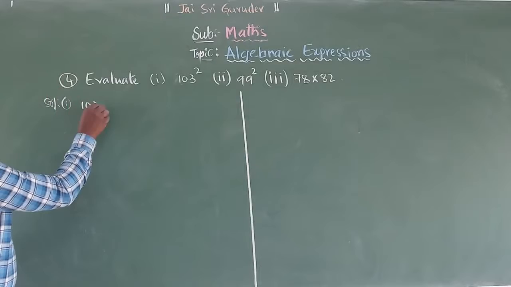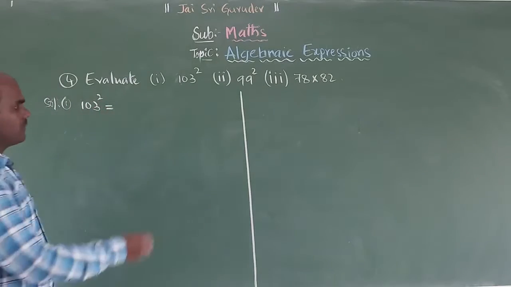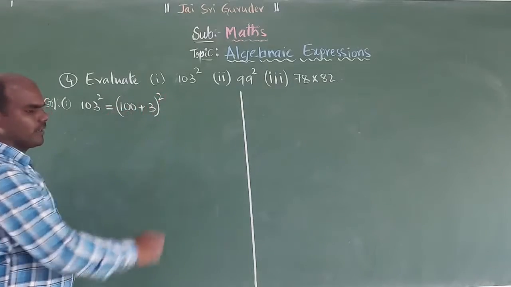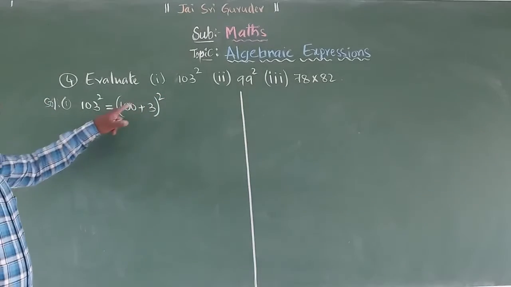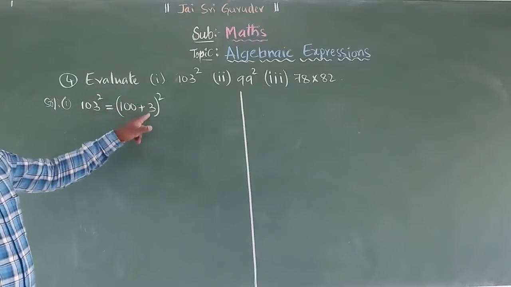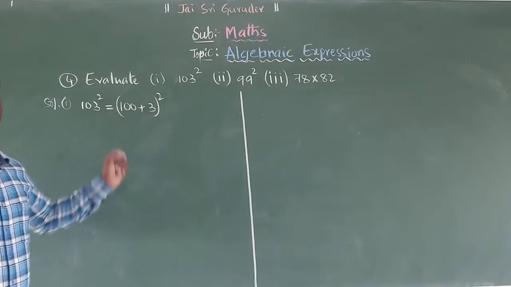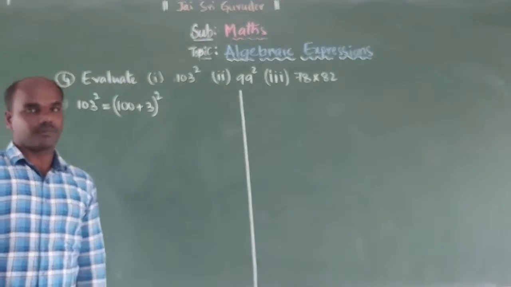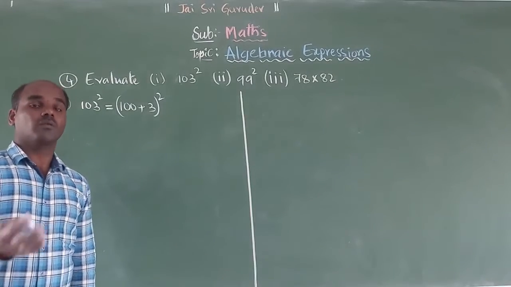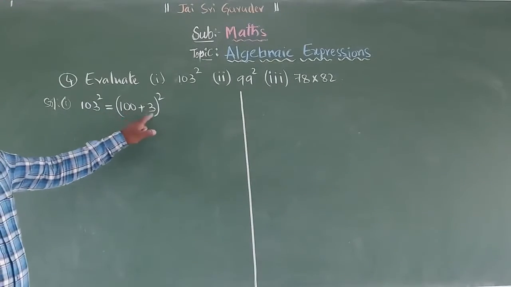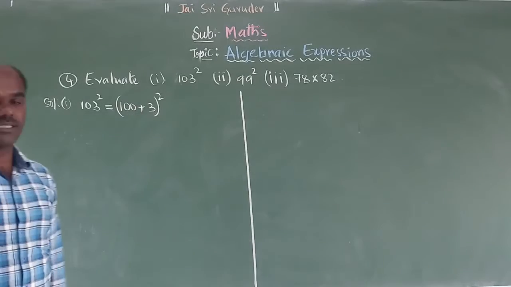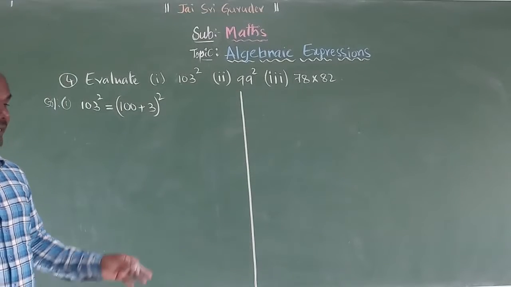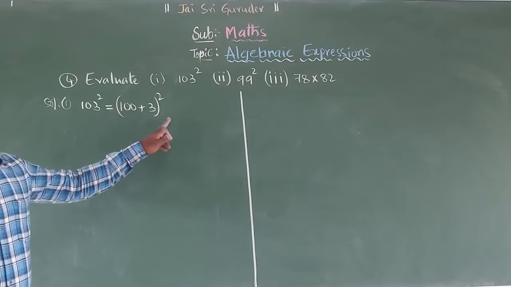103 square, I will write it as (100 plus 3) whole square. 100 plus 3 will become 103 only, no? Why do you want to write 100 plus 3 only? You could also write 101 plus 2. But if we write 100 plus 3, the 100 square is easily obtained as a value. That's why it should be written as 100 plus 3.